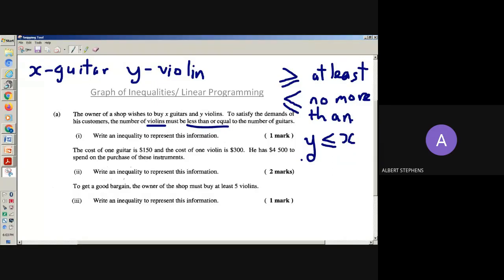All right. So that's our 1 mark. Okay, look at this now. It says the cost of one guitar is $150, and the cost of one violin is $300. Class, how would you represent this in algebra? So we would say x equals 150 and y equals 300.